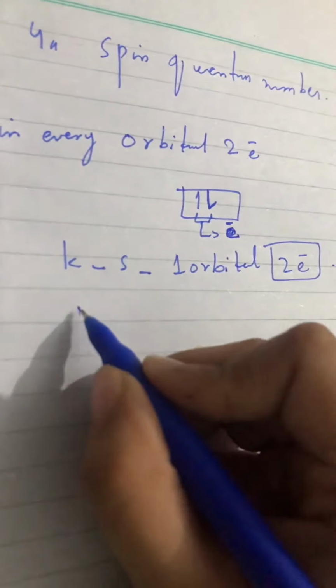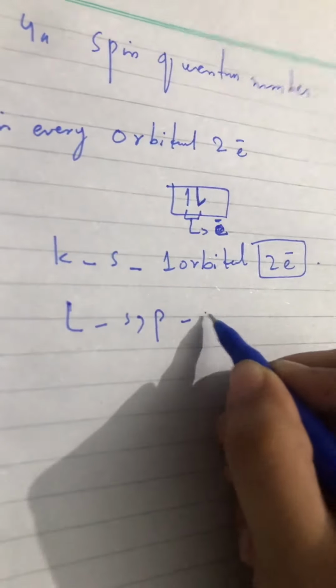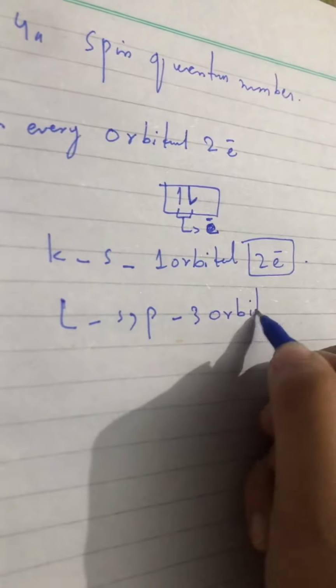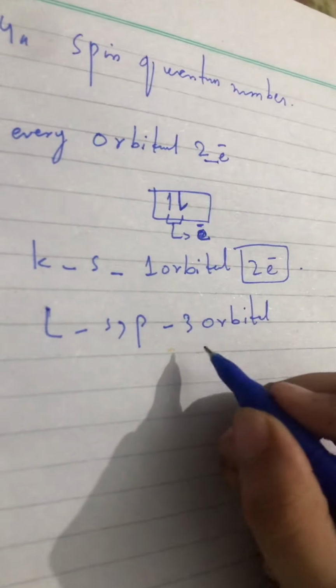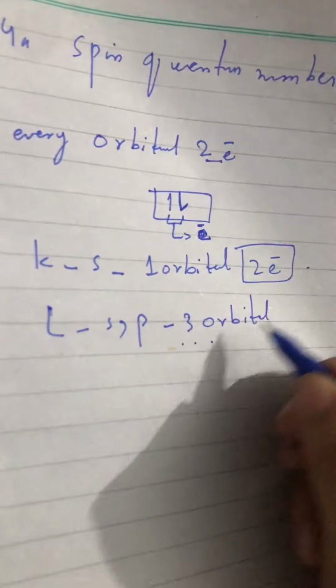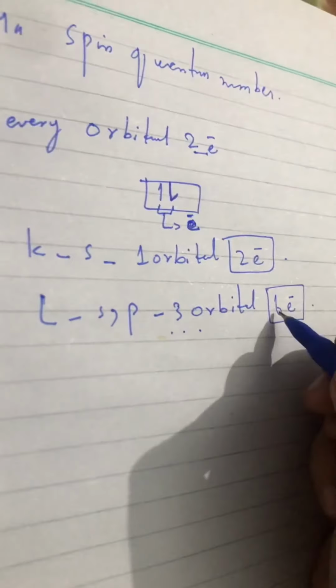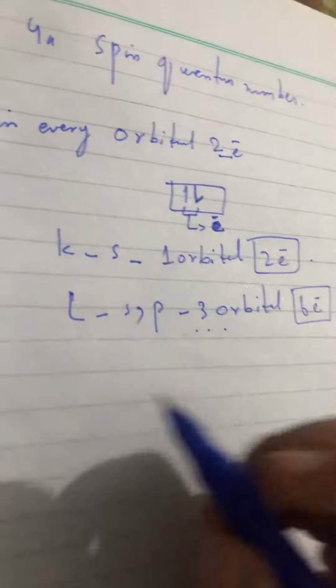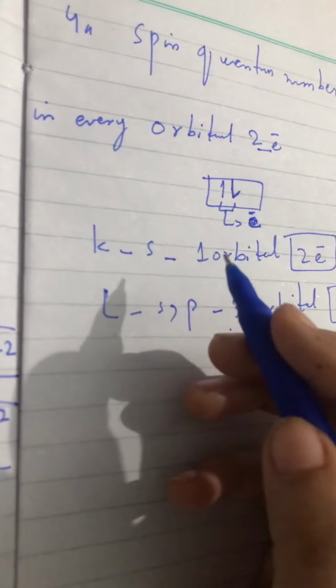Now in L we were having 2 subshells and 3 orbitals. In each orbital we are having 2 electrons. So 2, 2 and 2, there will be 6 electrons. And you can also see in L shell we have 6 electrons, as we found before. So in every orbital we are having 2 electrons.